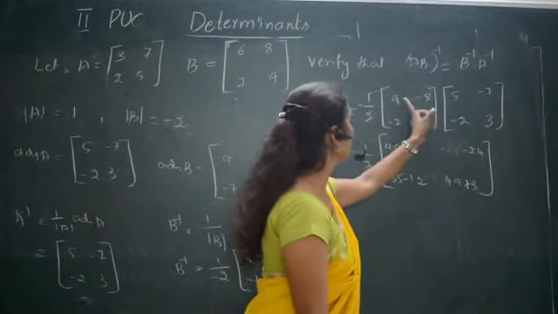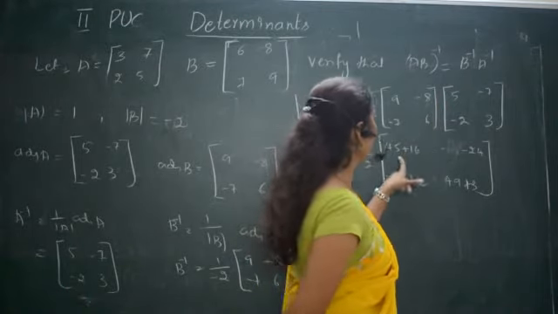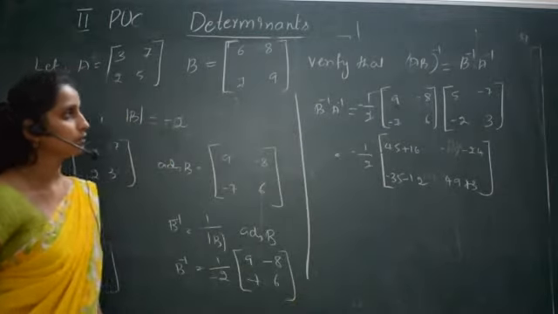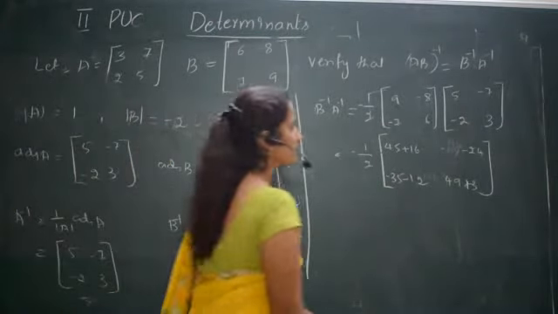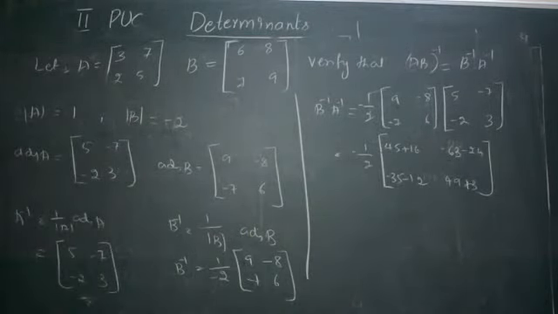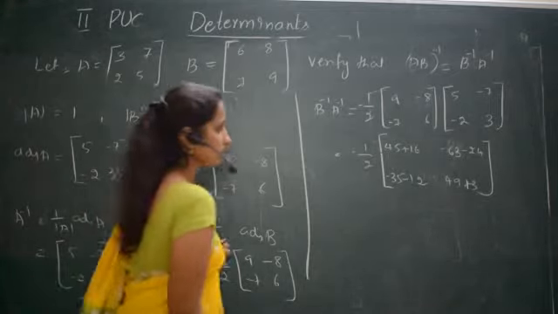First row and first column, then first row and second column: 9 into 7 is 63, minus 63, and minus 8 into 3 is minus 24. Then minus 7 into 5 is minus 35. Then 6 into minus 2 is minus 12. Minus 7 into minus 7 is 49. Then 6 into 3 is 18.